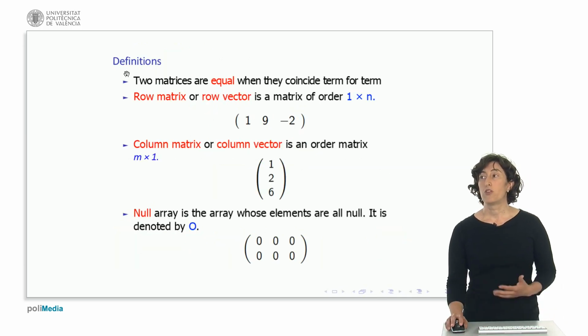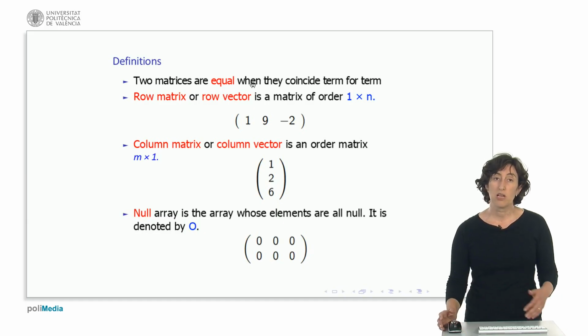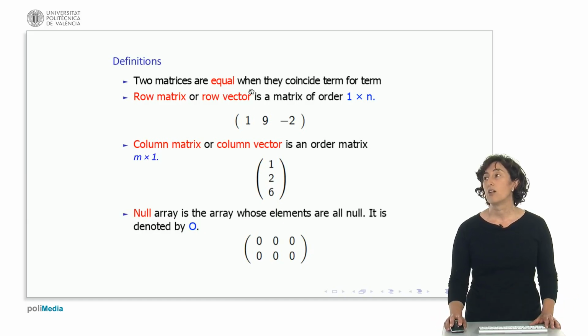So, the first and very important thing is to know that 2 matrices are equal when they coincide term to term. All their elements are exactly the same; if the numbers are located in different positions, the matrices would be different. We are going to call a row matrix, or row vector, a matrix of size 1 times n, and a column matrix or column vector a matrix of size m times 1. This one here is used to represent vectors. We are going to call the null matrix a matrix whose elements are all 0.